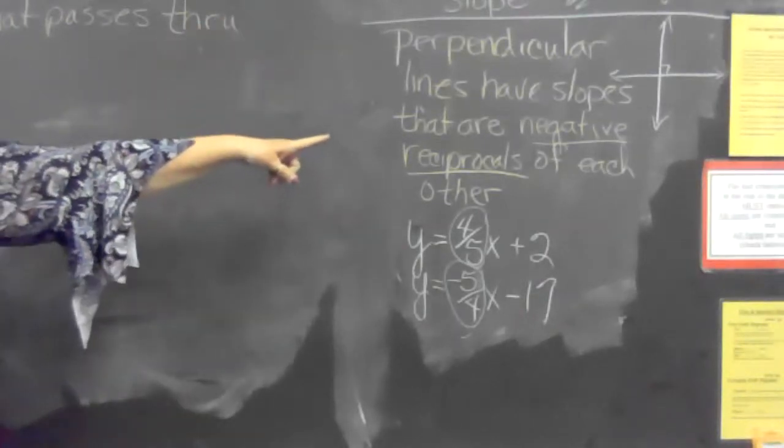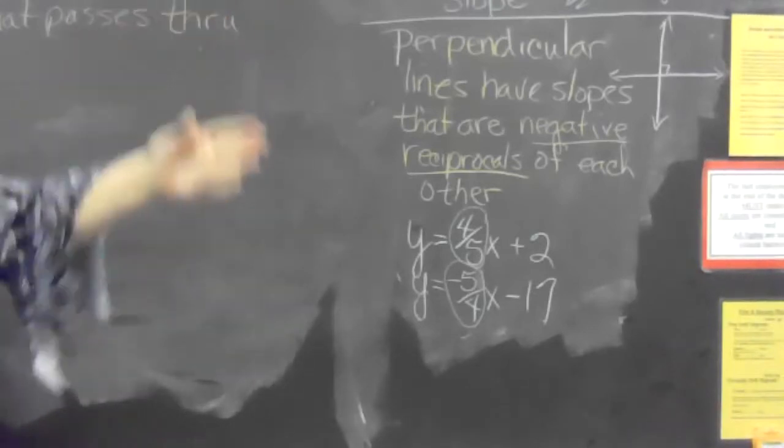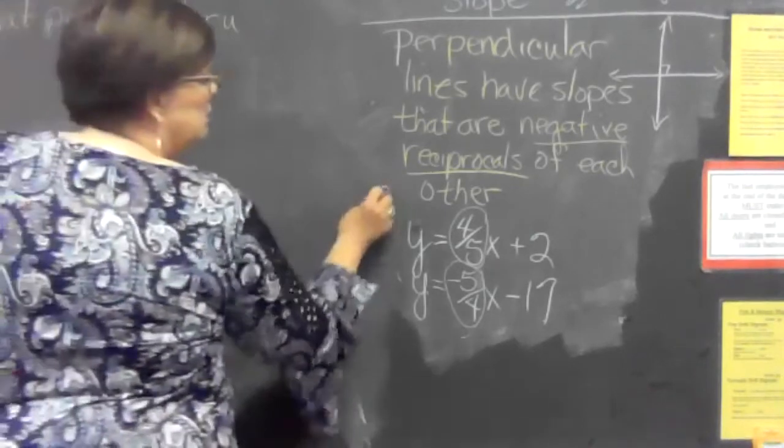Perpendicular lines cross each other at 90 degrees. And that's just the numbers that go with that, right? Yes, it's just an example.